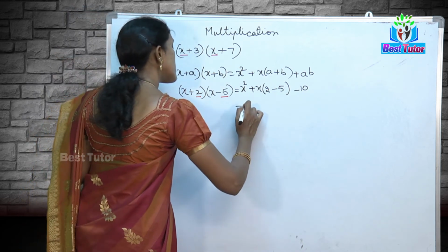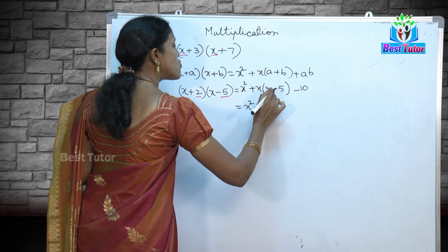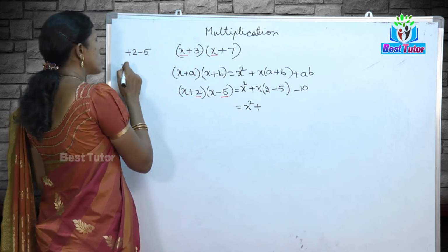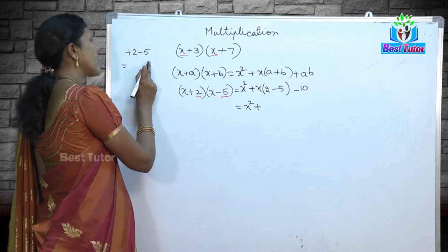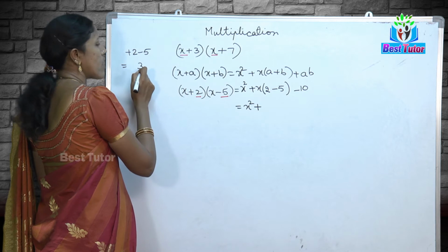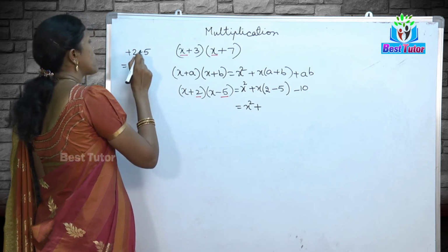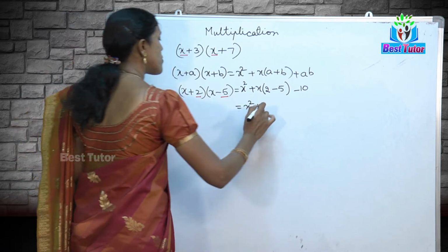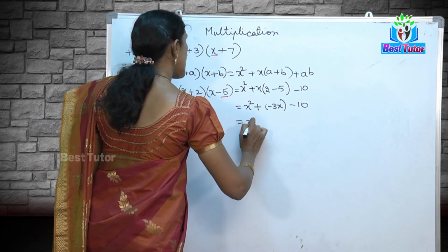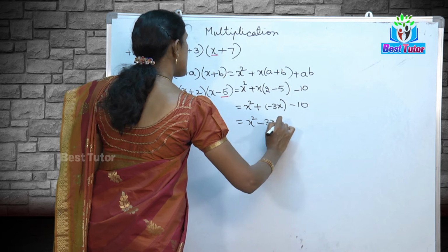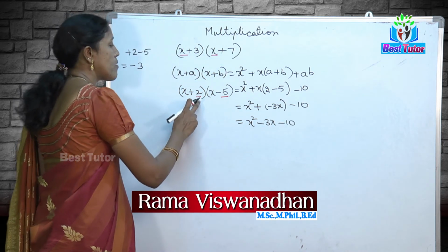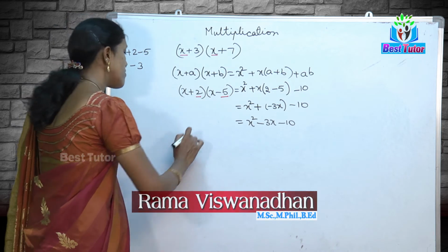So we are going to get x square plus 2 minus 5 x, minus 10. Two integers of opposite symbols, we have to first subtract. Find the difference. 5 minus 2 is 3 and the answer carries the symbol of the bigger number, 5. So it's going to be minus 3x minus 10. So it's going to be x square minus 3x minus 10. So this is a procedure to be applied when one number is positive and the other is negative.